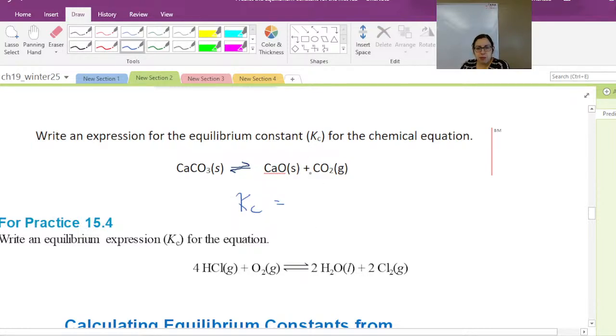So what are my relevant products? CO2, right, it's in our gas phase. And then any reactants? The reactant is a solid, so its concentration is not going to change. So yes, we're just left with this CO2 expression for our Kc. A little odd, but that is the situation here.